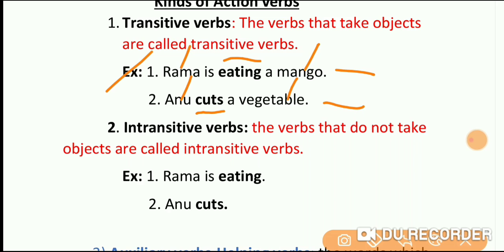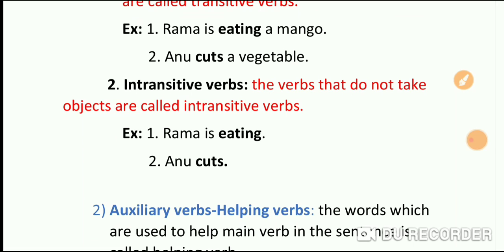And what do we mean by intransitive verb? The verbs that don't take objects are called intransitive verbs. Means intransitive verbs don't take objects, they complete their action with subject itself. They are called intransitive verbs.